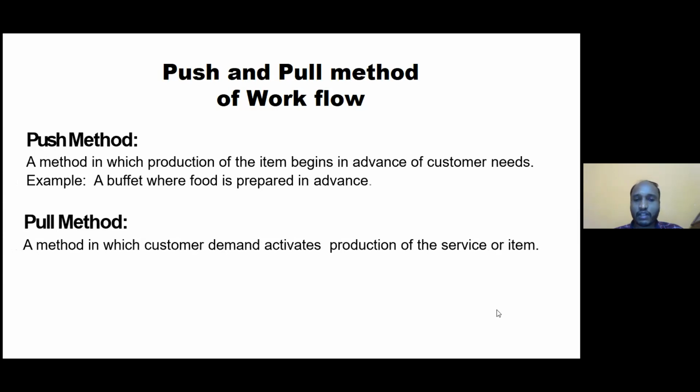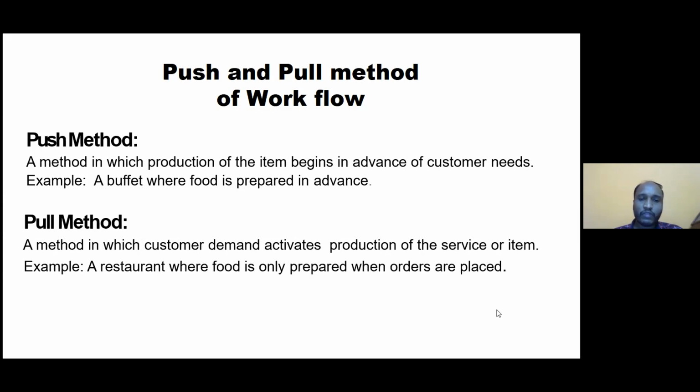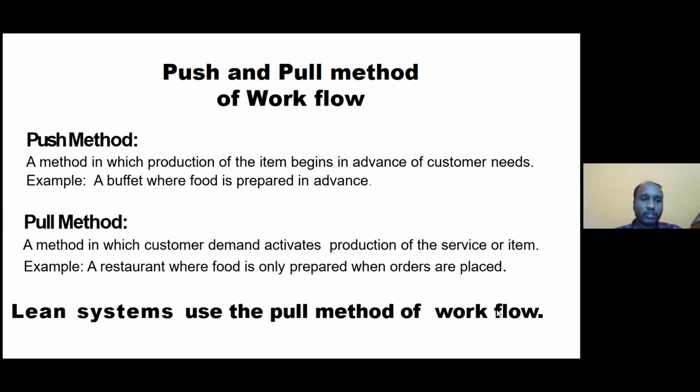Once we receive the order from the customer, then only we produce the component. That is the pull method. So the lean system uses the pull method of workflow. If you go for the pull method, then we are able to reduce the inventory and to arrest over processing. So many benefits are there if you go for the pull method.